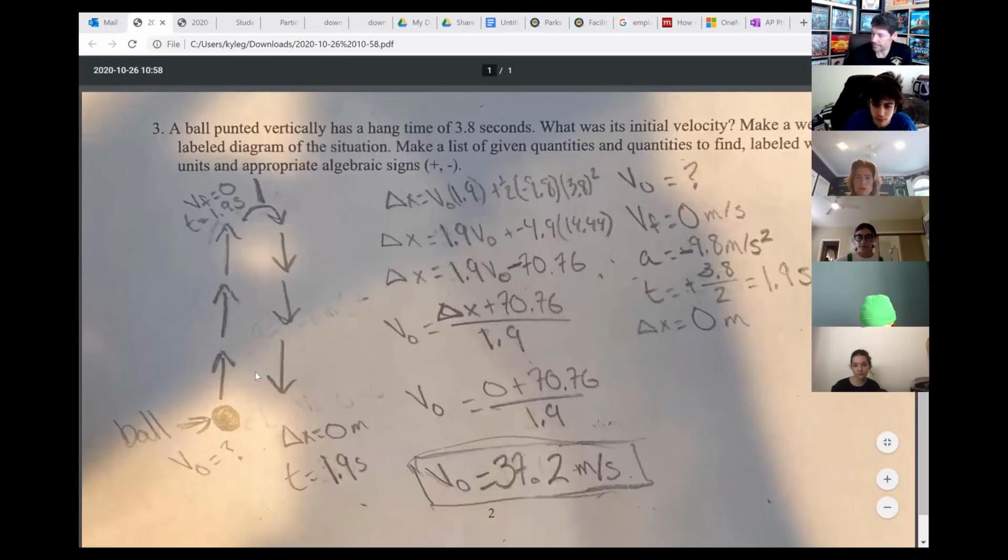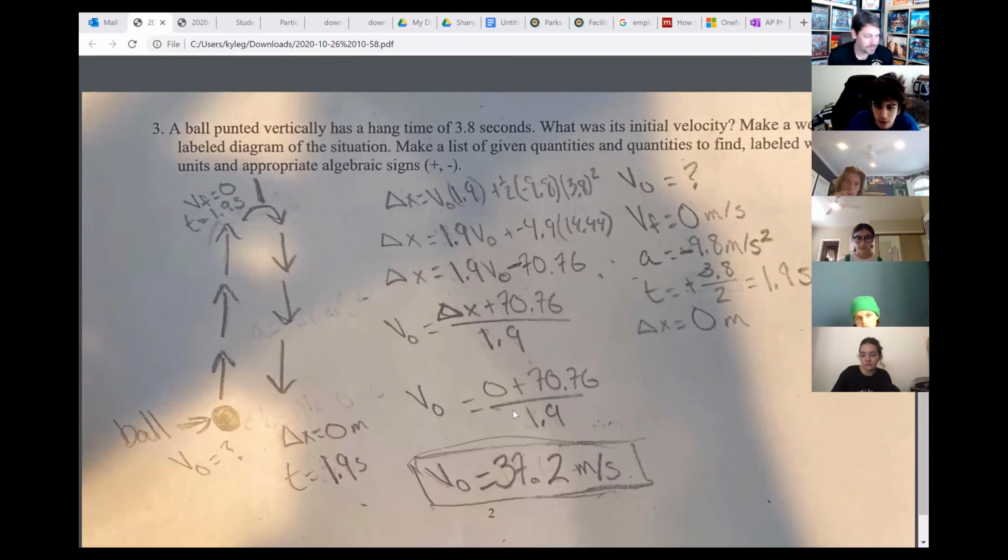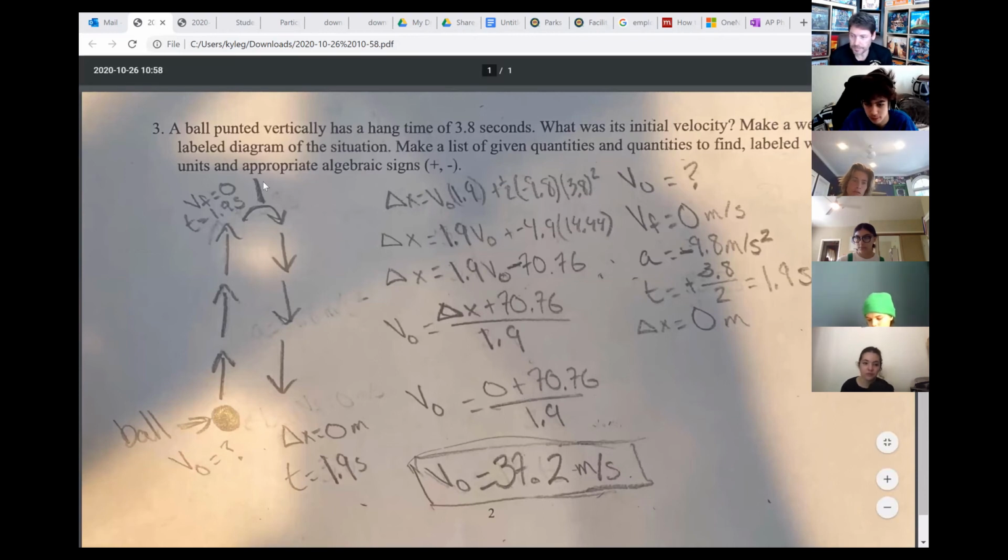So, Aiden, I realize we messed up a little bit. Okay, so we have the ball going up and then it goes down, and then we have the time right here. Since it's only half of the 3.8 seconds, it's 1.9 seconds at the very top, and then it goes down for the other part of the seconds.